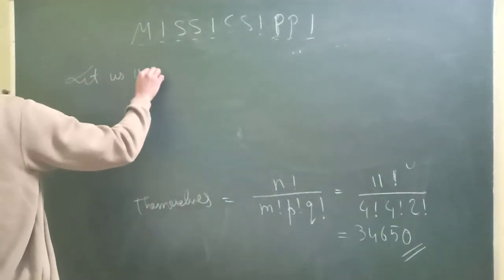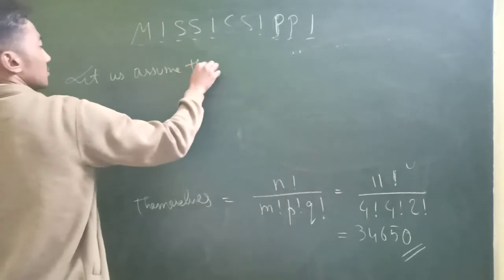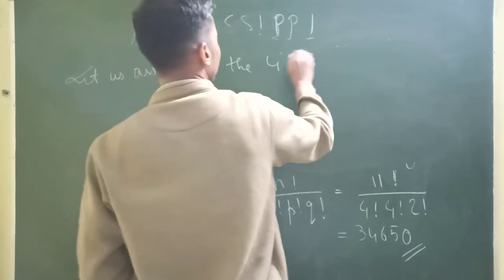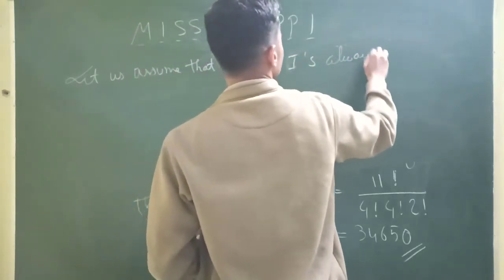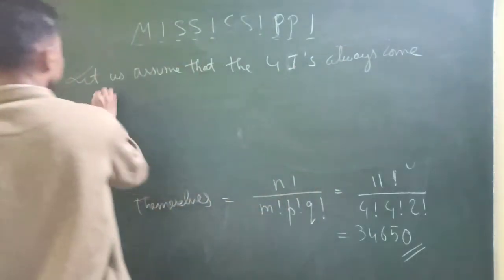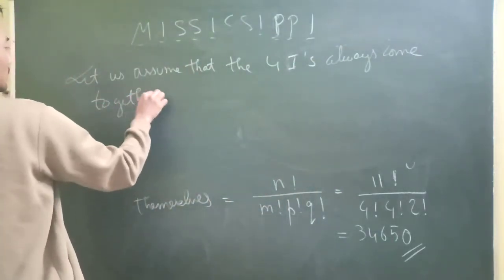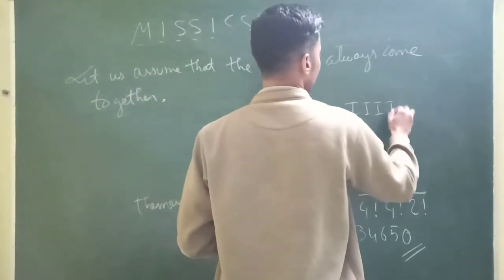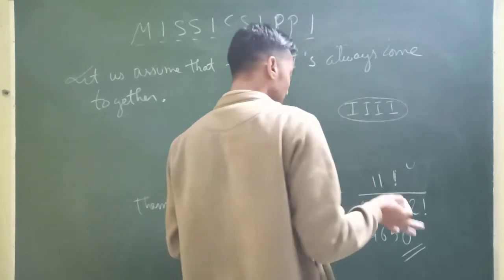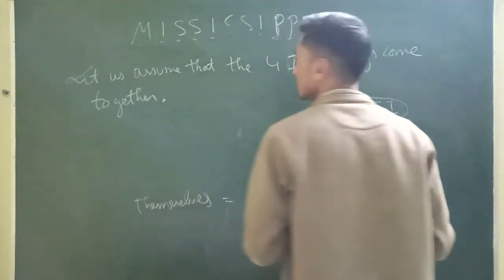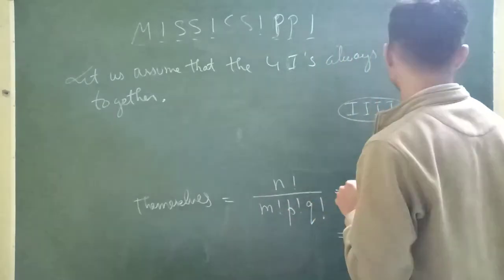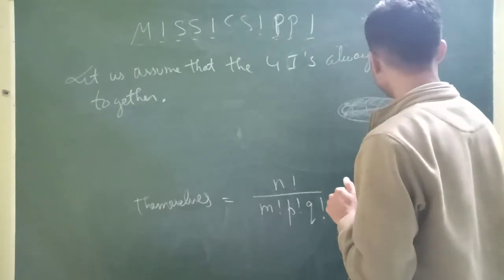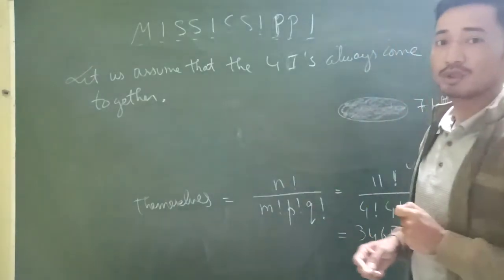Now let us assume that the four I's always come together. In that case, how many letters are left? 11 minus 4, that's going to be 7 letters, remaining letters. That means if we just consider the four I's as one letter, we are just tying them up, always grouped together.